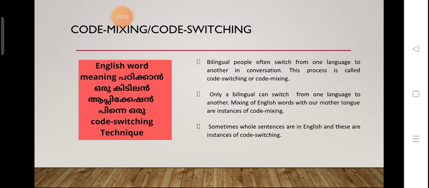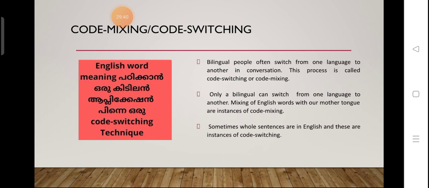Sometimes it is going to be just a word. People switch from one language to the other, mixing English words with the mother tongue, which is an instance of code mixing. And sometimes whole sentences are in English. That is code switching. In code mixing, it is just going to be words. In code switching, it is sentences. A whole sentence might be in another language.